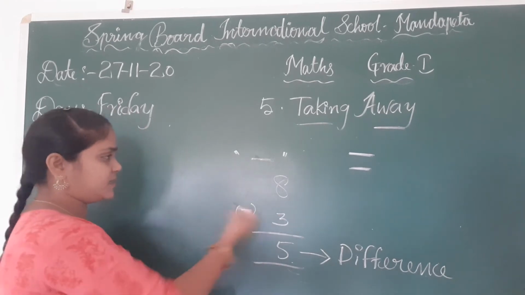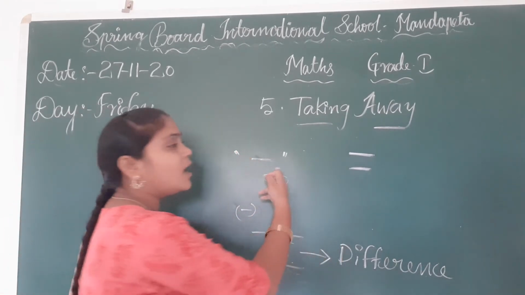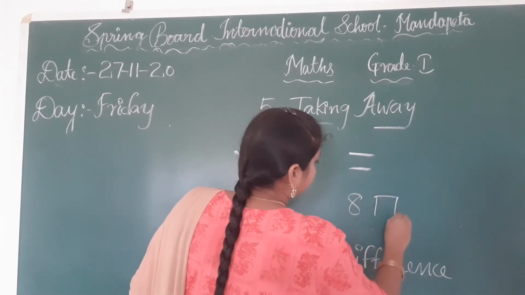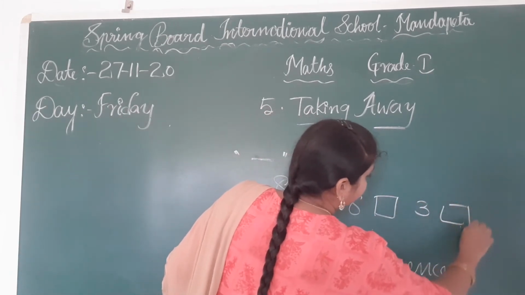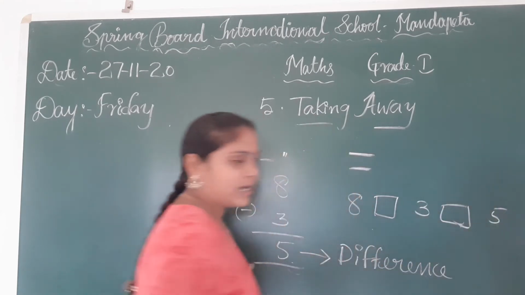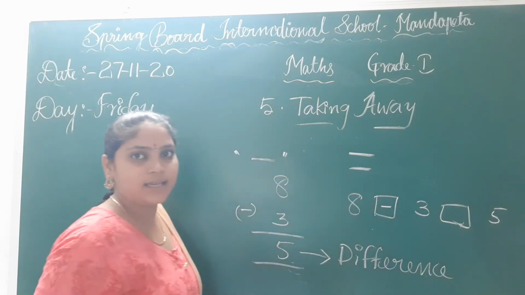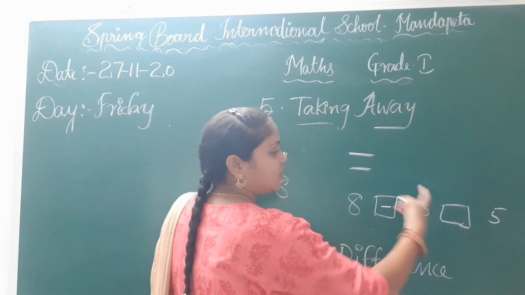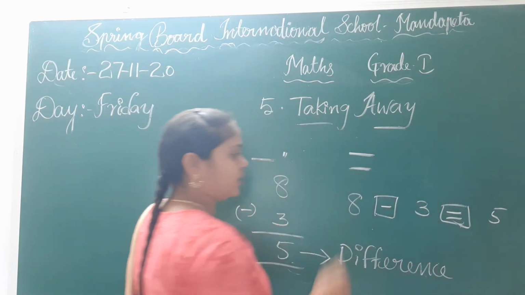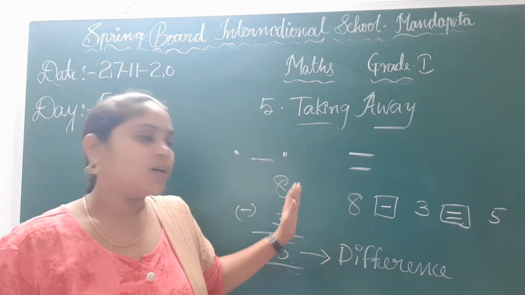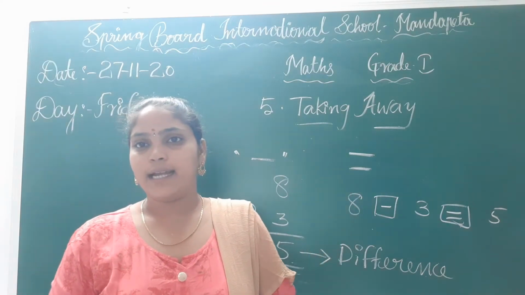So how can we represent this, children? With the use of the minus and equal to symbol. 8 minus 3 is equal to 5, given like that. It means you have to write 8 minus 3 equals 5. If you subtract 3 from 8, you get 5.